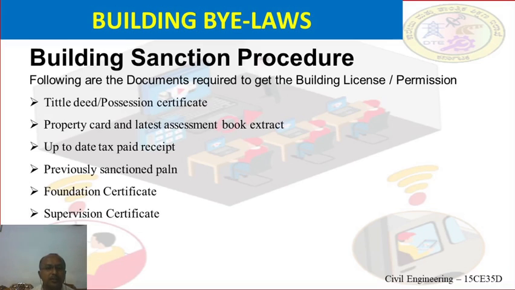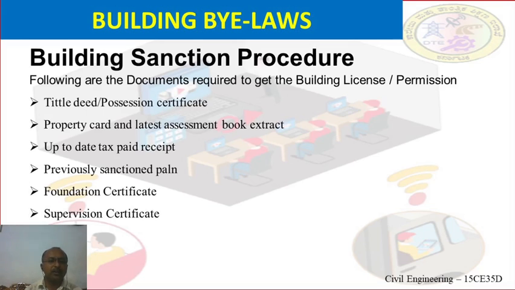Another document which is to be produced is the up-to-date tax paid receipt. As you know, every year we pay tax to the municipality corporation for our existing plot. So you have to keep all the receipts of the tax paid. The up-to-date tax paid receipts shall be produced to get the building sanction, and also the previously sanctioned plan. This is also a document which is enclosed for the building sanction procedure.